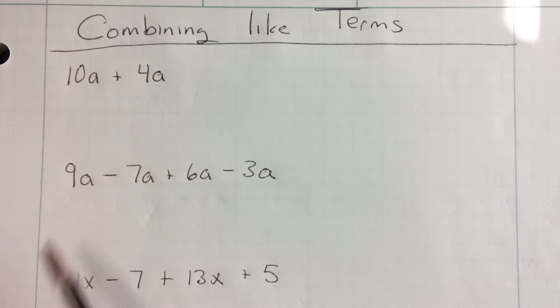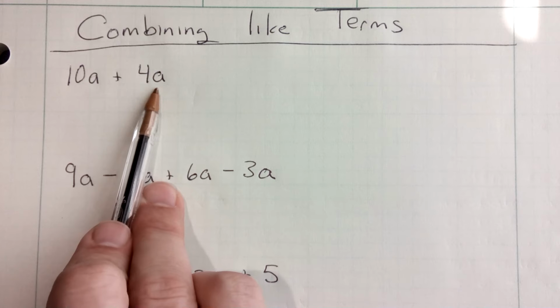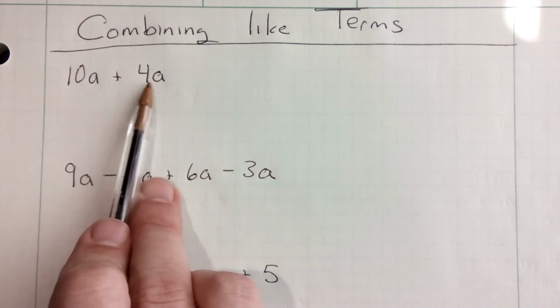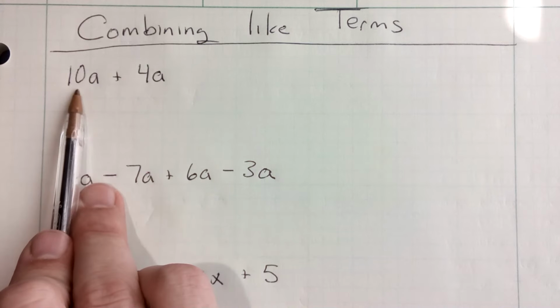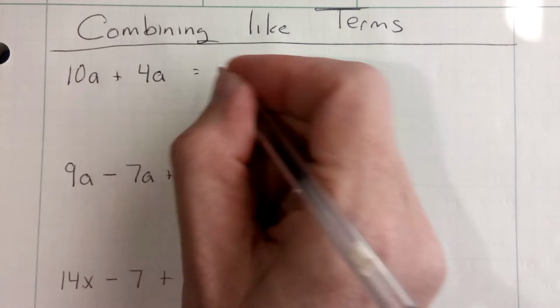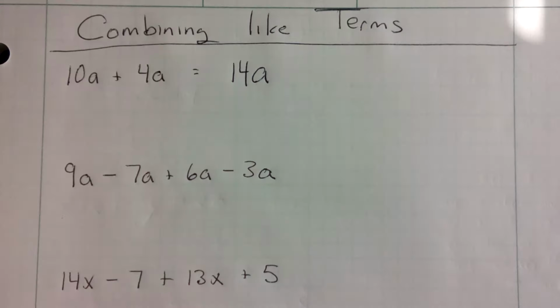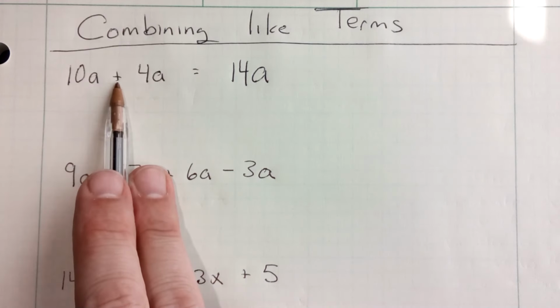For instance, the 10a and the 4a are like terms because they both have a single a. So to be like terms, they have to have the same variable or variables with the same exponents. And we'll get to exponents in a minute. But we've got 10a plus 4 more a's. We just need to combine that and say that is 14a, or 14 a's. Just don't accidentally make it a squared, because we're not multiplying, we're adding.